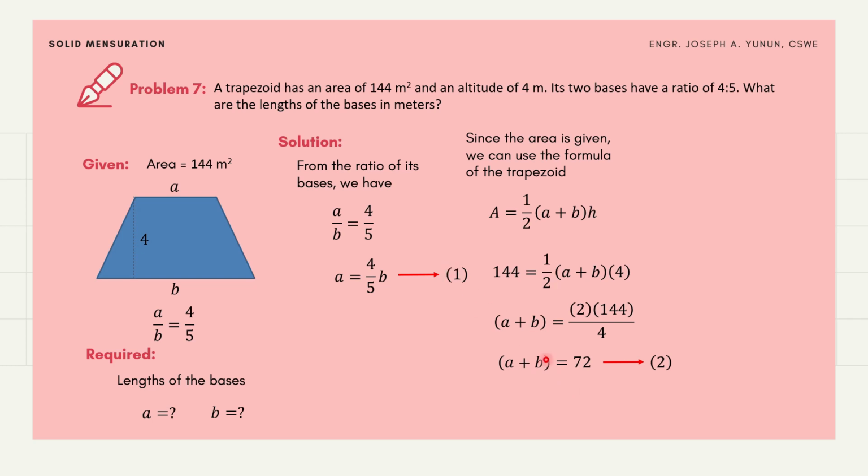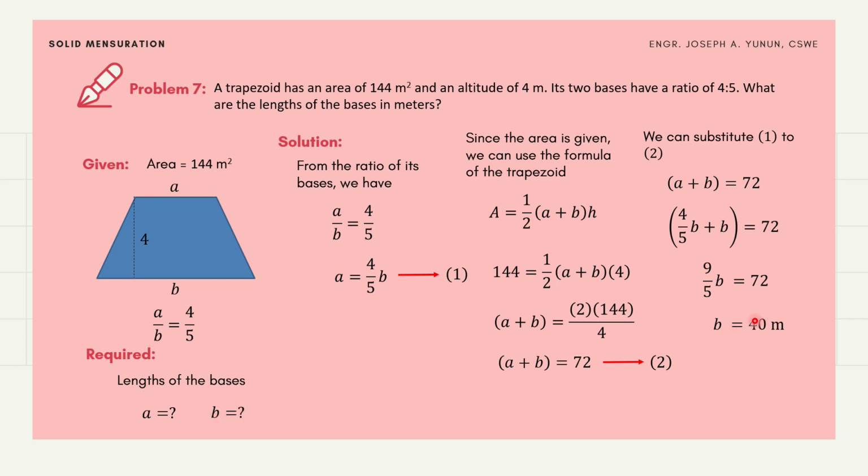Now, I have two equations. I could substitute equation 1 into equation 2. So the value of a is 4 over 5 b, and I substitute that here. So that gives us this equation. Simplifying this gives us 9 over 5 b, which is equivalent to 72. Then multiplying 5 over 9 on both sides to determine b, b now is 40 meters. So I have 40 meters for b.